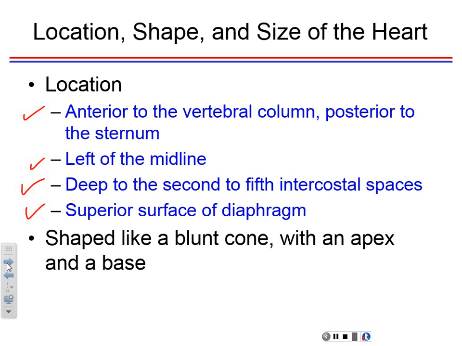You just think of where your heart is, and then you know the body parts surrounding it, and that shouldn't be a problem. Of course, it's a blunt-shaped cone, kind of like this, right? And the ventricles and the atria are there. It's kind of like an inverted triangle, because the base is on the top and the apex is on the bottom. You see what I'm saying?